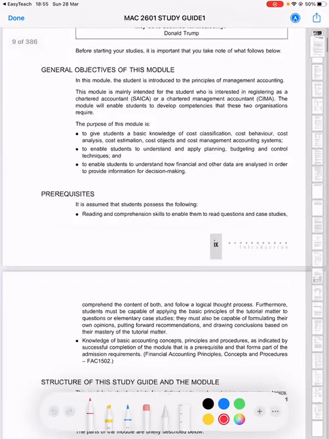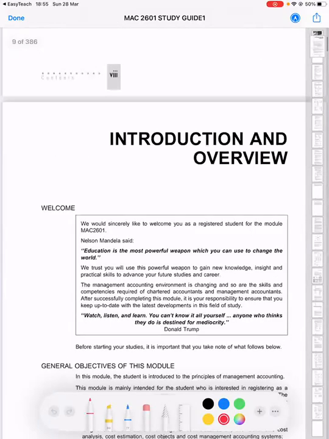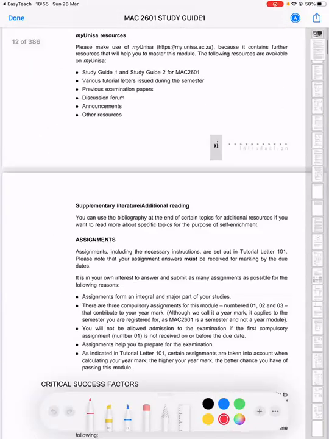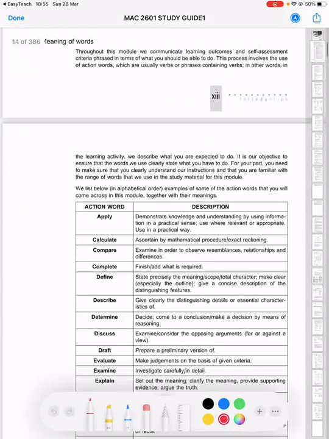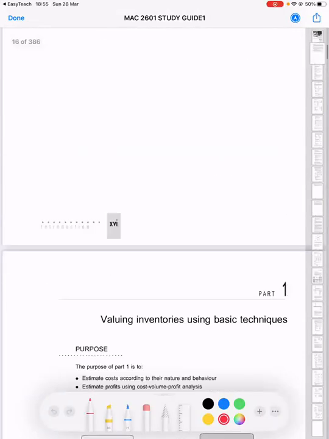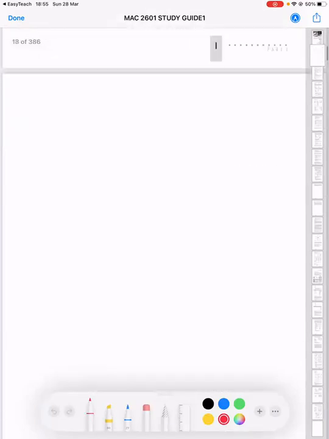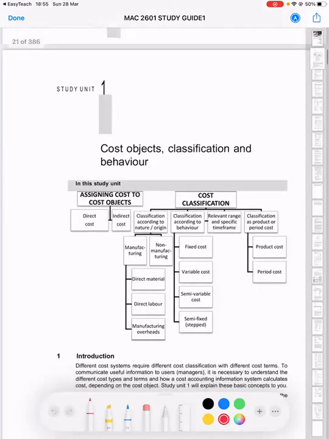Why am I skipping that one? Why am I not seeing that one? Okay, we talk about it there, fine. And then we come here, valuation of inventory. Why are we already today?